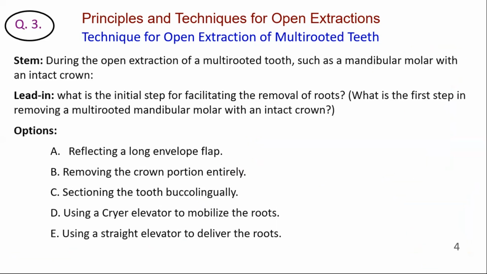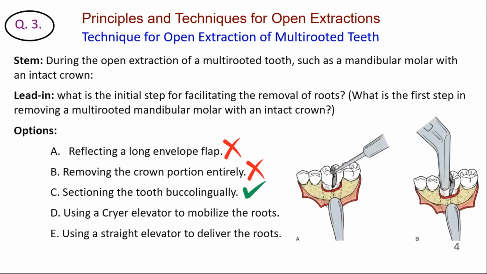During the open extraction of a multi-rooted tooth, such as mandibular molar with an intact crown, what is the initial step for facilitating the removal of roots? Important for access, but not the first step in extraction process. Not the initial step. Sectioning is prioritized for strategic removal. Correct method for dividing the tooth into a manageable section.